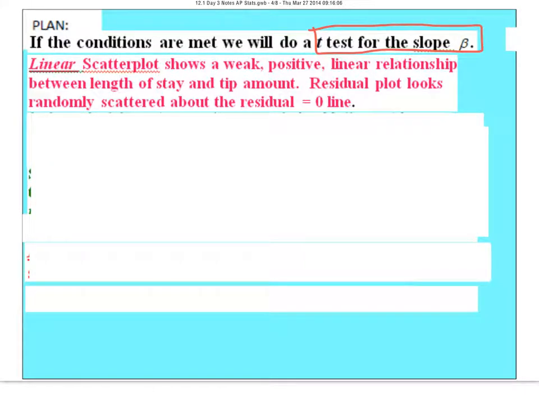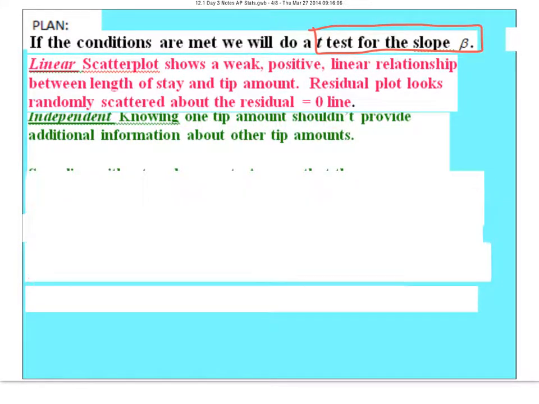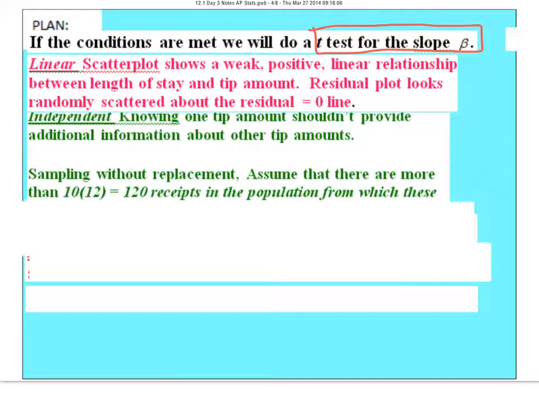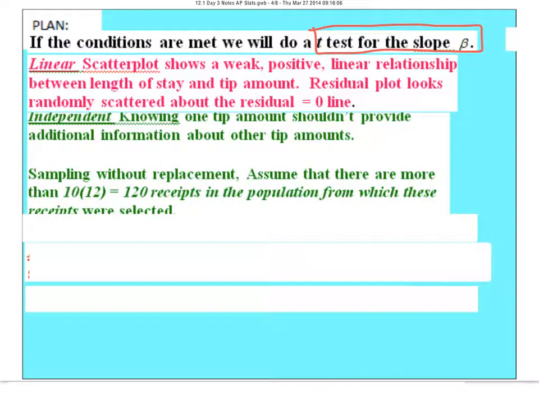Now for independence, we can assume clearly that one tip shouldn't provide additional information about the other tip. There's definitely going to be some independence in how the tips are related. We are sampling without replacement, so we should go ahead and assume that there are more than 10 times our sample size of 12, so there are more than 120 receipts from this population.